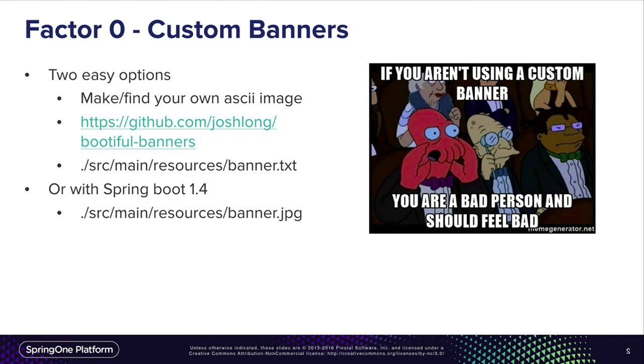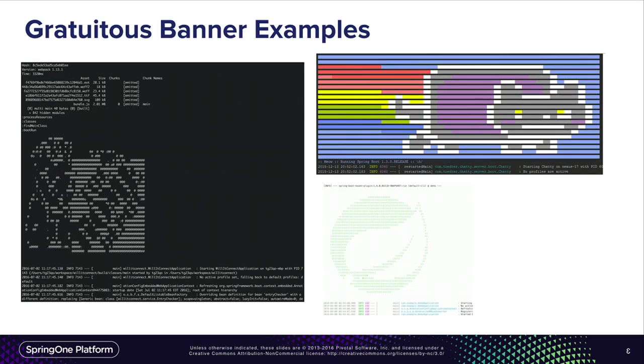So custom banners. Josh had a really nice presentation this morning showing some of the cool things you can do. But really, they've made it so easy that you should do something. With Spring 1.4, you just have to drop banner.jpg in source main resources. Previously, you could drop any ASCII text file in there. Some examples: Homer, the Home Depot mascot, Nyan Cat also, and the Spring Boot logo down at the bottom.